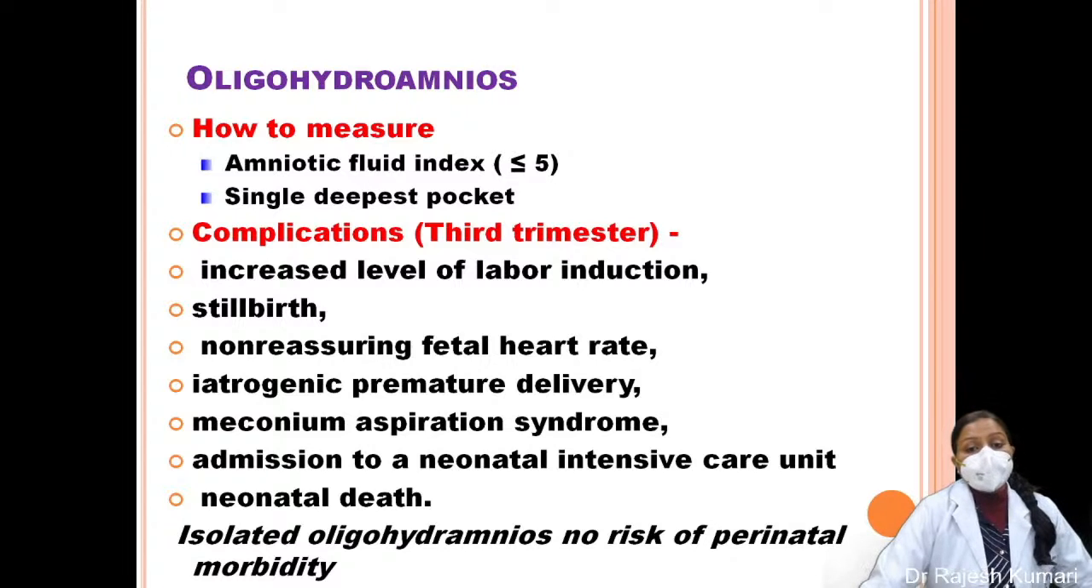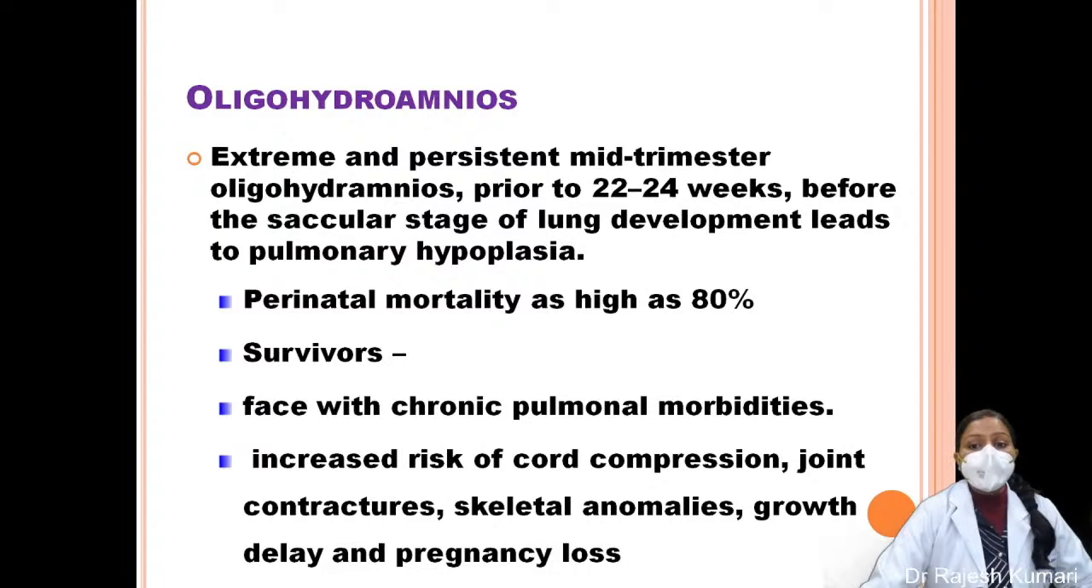Complications are increased labor induction, chances of stillbirth, non-reassuring fetal heart rate, iatrogenic premature delivery, meconium aspiration syndrome, admission to NICU, and chances of neonatal death. In isolated oligohydramnios, there is no risk of perinatal morbidity. Extreme and persistent mid-trimester oligohydramnios prior to 22 to 24 weeks, before the saccular stage of lung development, leads to pulmonary hypoplasia and perinatal mortality as high as 80%. Survivors may have chronic pulmonary morbidities and increased risk of cord compression, joint contractures, skeletal abnormalities, growth delay and pregnancy loss.